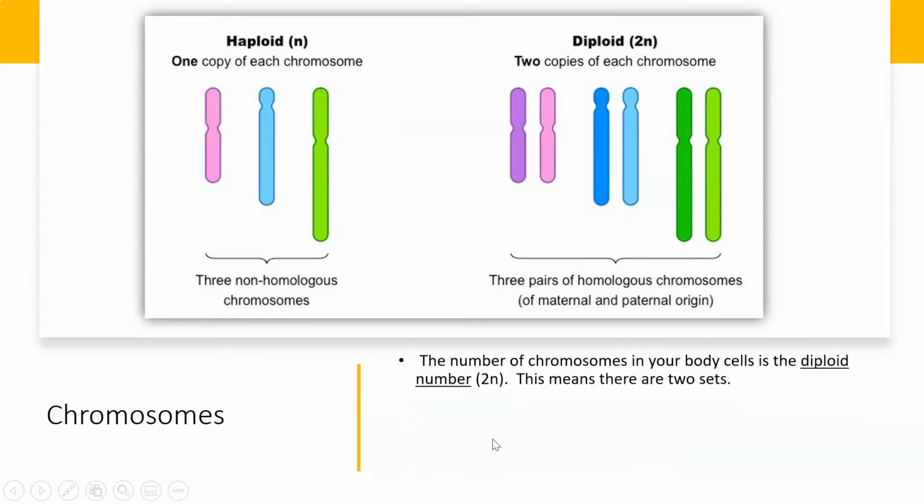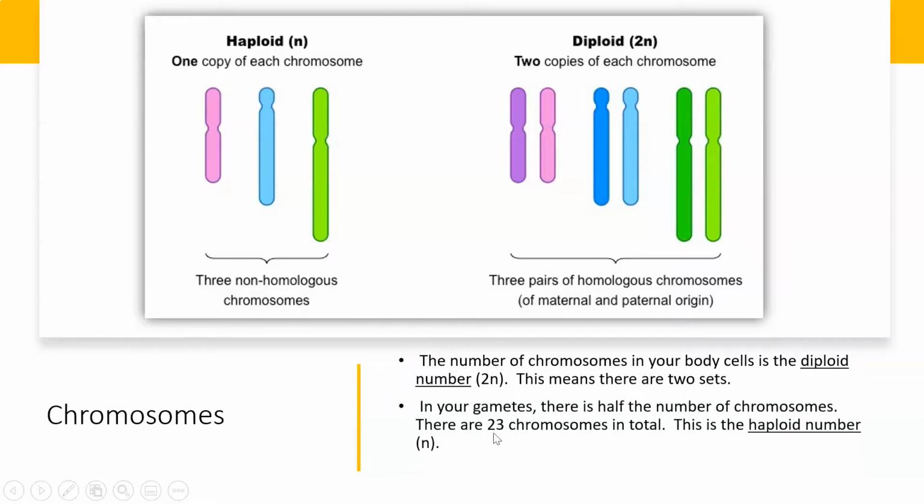Now some important terms here. You'll see the terms haploid and diploid. The number of chromosomes in body cells is the diploid number. This means there are 2 sets, diploid. In the gametes, there are half the number of chromosomes. So there are 23 chromosomes in a human gamete, and we call this the haploid number, the half number.